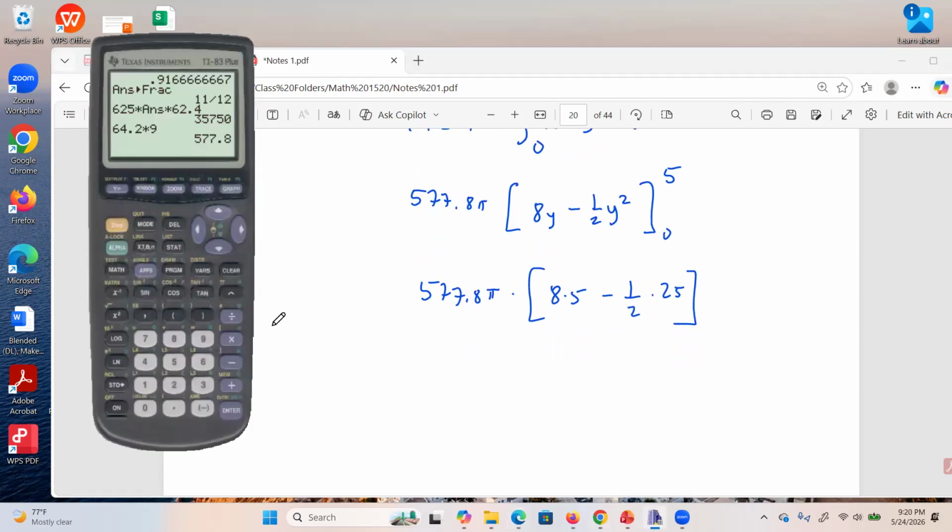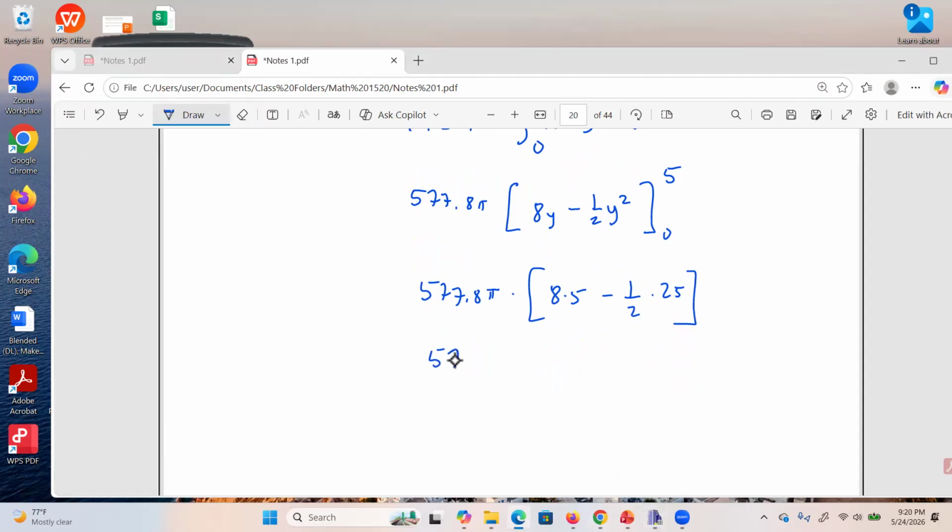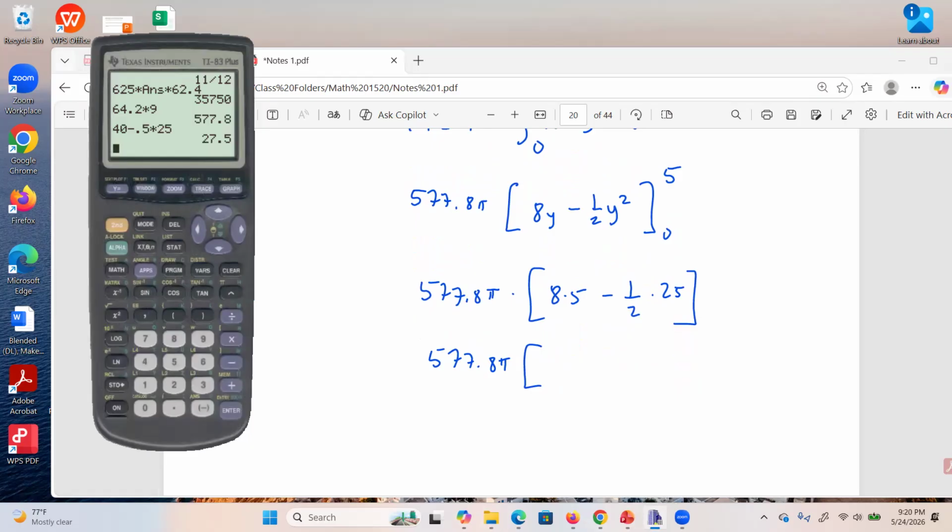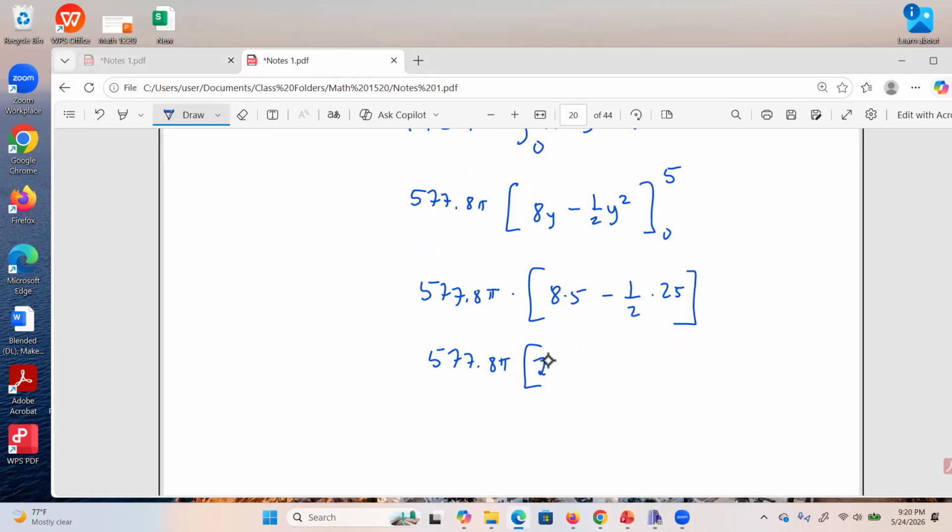We'll go ahead and get the calculator out for that because I'm going to be lazy. So we have 40 minus 0.5 times 25. Yeah. So we'll say, okay, it's 27.5. So we have 577.8 pi times what was the value I just had for that one? 27.5. And we'll go ahead and calculate that out and we say, okay, that's our answer.